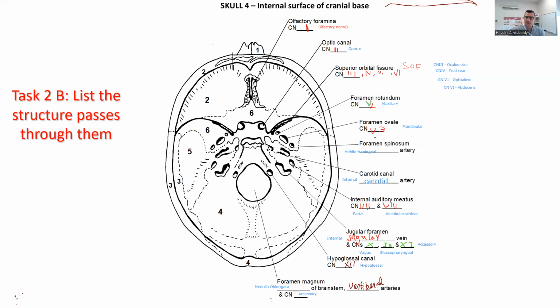And we've got V2 and V3 for the maxillary and mandibular branches of the trigeminal nerve, respectively. Okay, that's perfect. Thank you so much. No drama, mate. Any other questions about this before we move on to talk about the carotid canal?